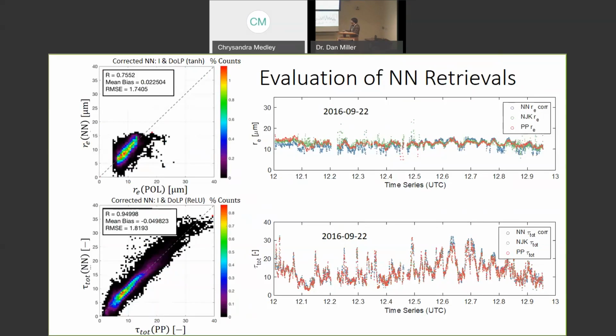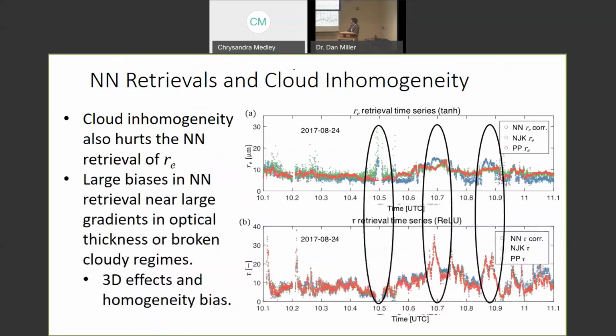And for optical thickness, we're basically bang on. But you run into issues. So this is from 2017. This is just a comparison that shows that if your data has physical flaws that are always there, you can't do anything about it.